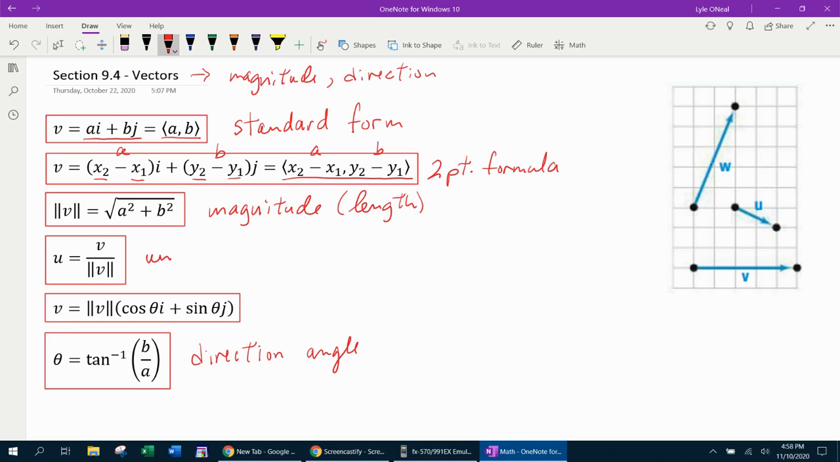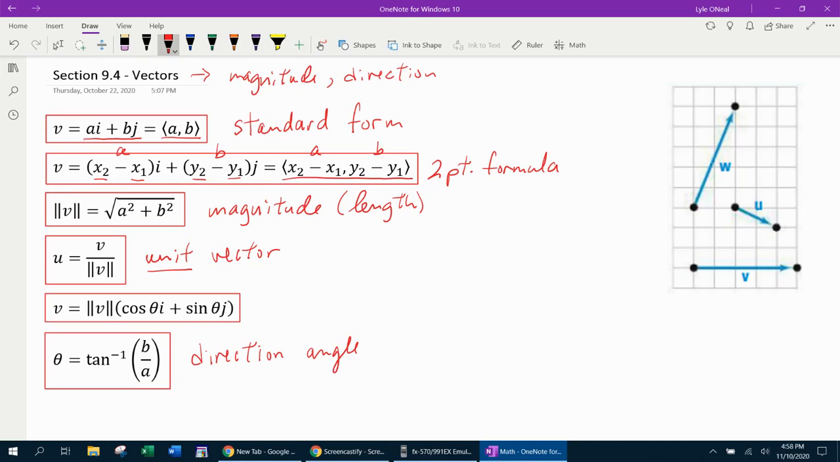We have the formula for a unit vector. And what a unit vector is, that is a vector that has the same direction as a given vector, but it only has a length of 1 unit. A unit vector is unique. It has a length of 1 unit.